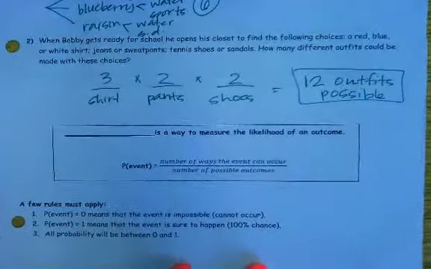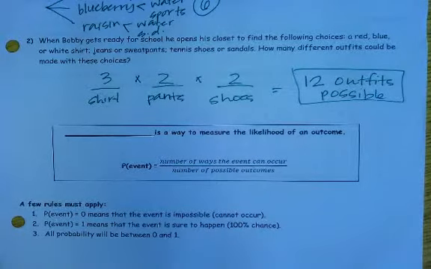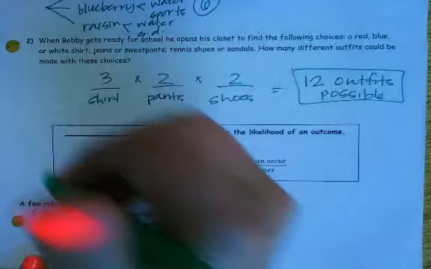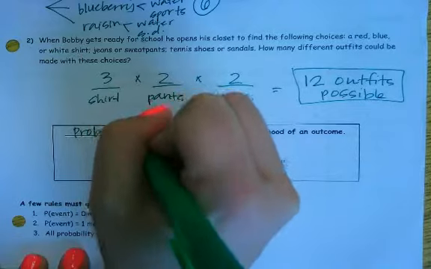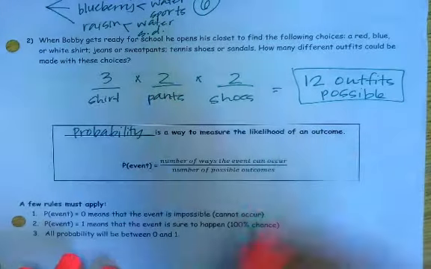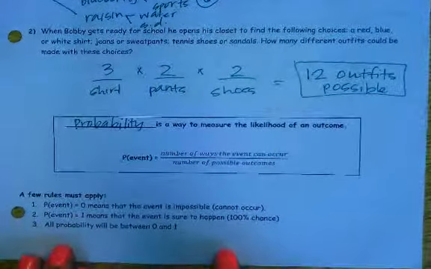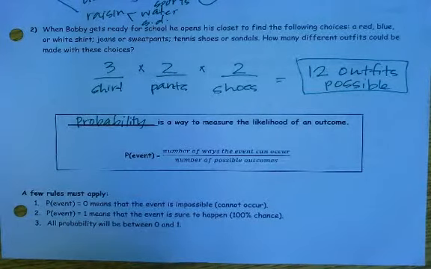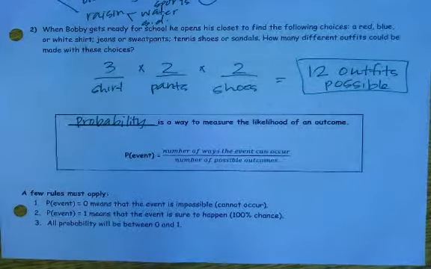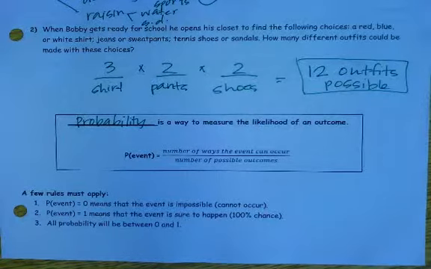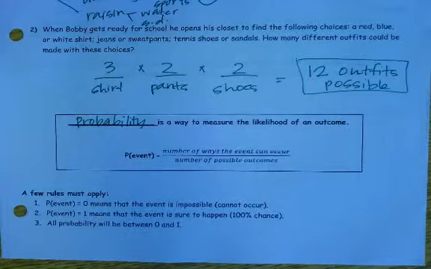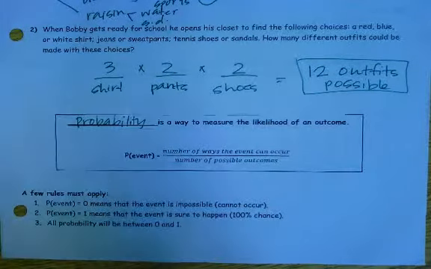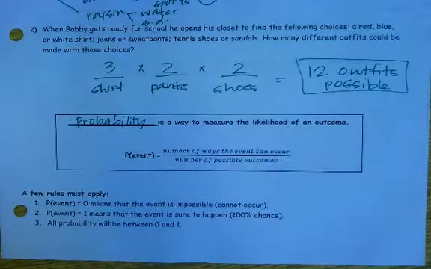Okay, blank is a way to measure the likelihood of an outcome. What do you think goes there? Probability. Probability is a way to measure the likelihood of an outcome. Okay, and to find the probability of an event, you take the number of ways that that event can occur over the total possible number of outcomes. So the number of ways the event can occur over the number of possible outcomes.